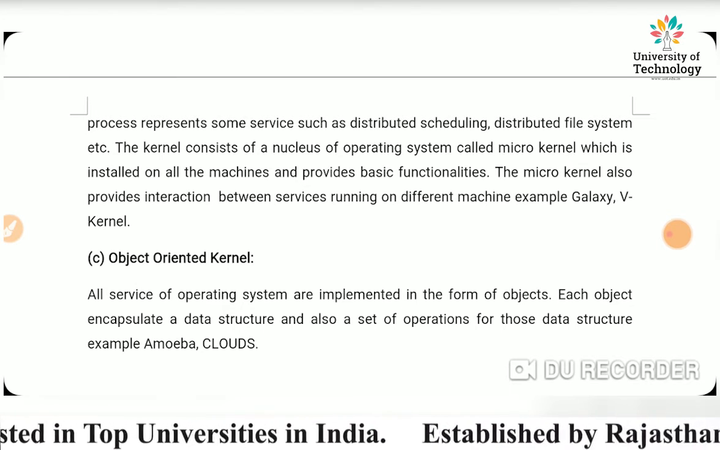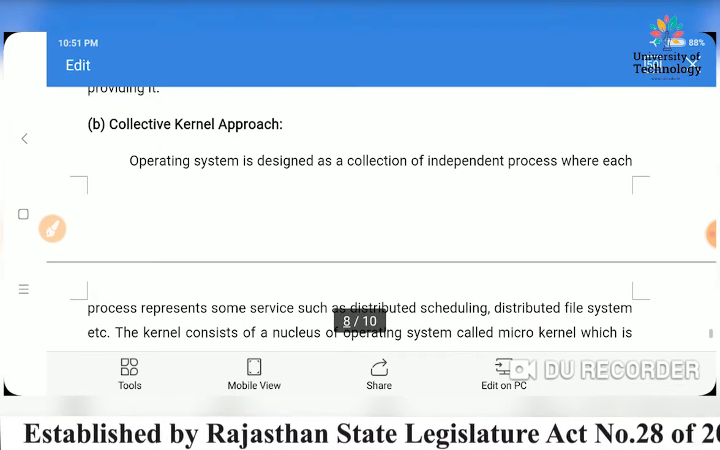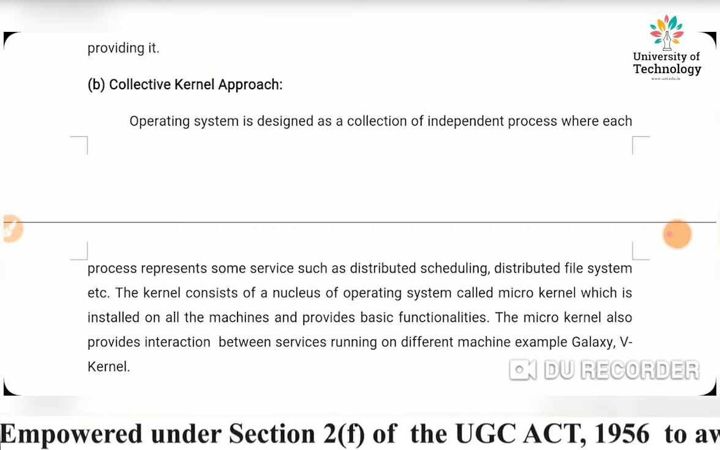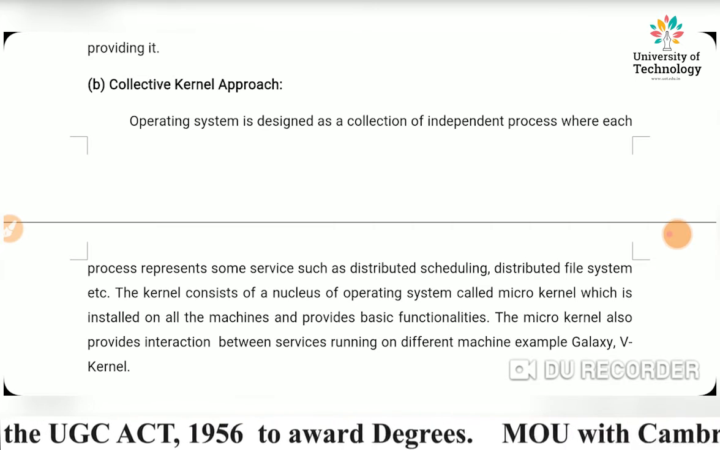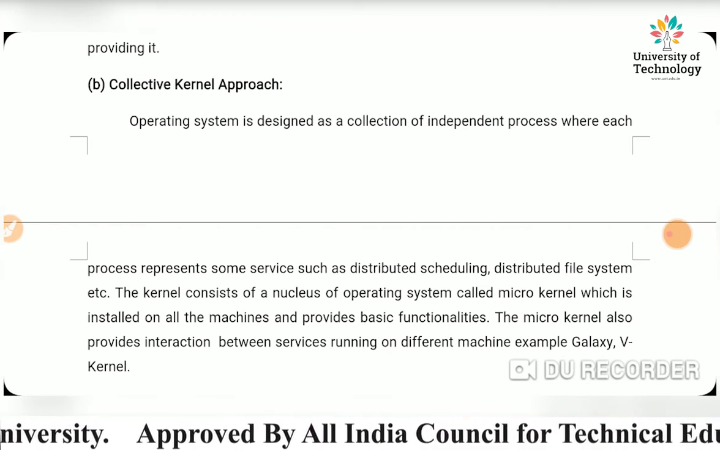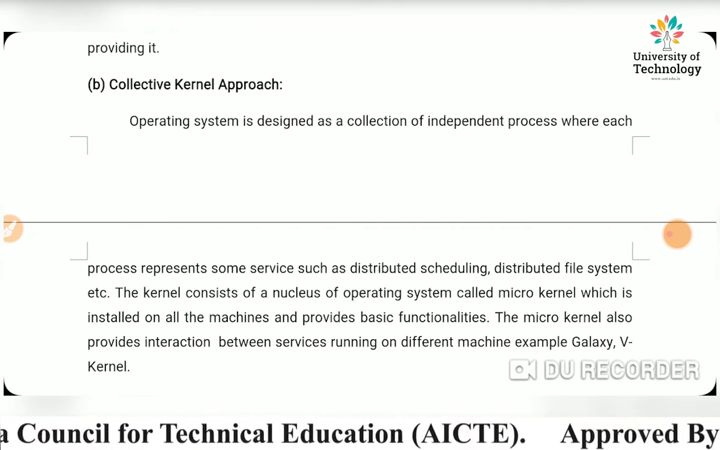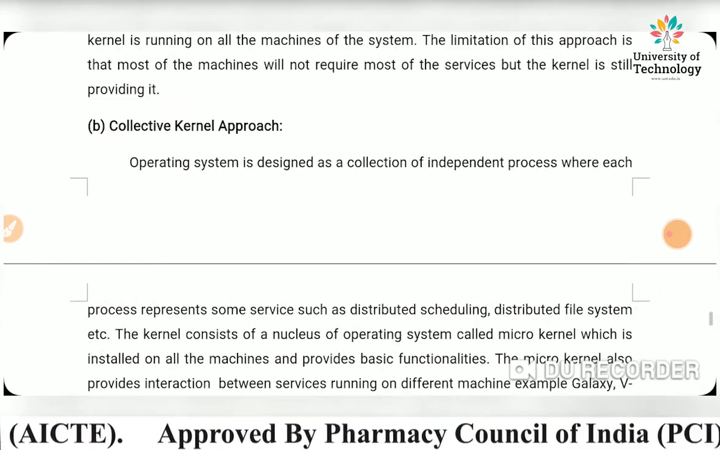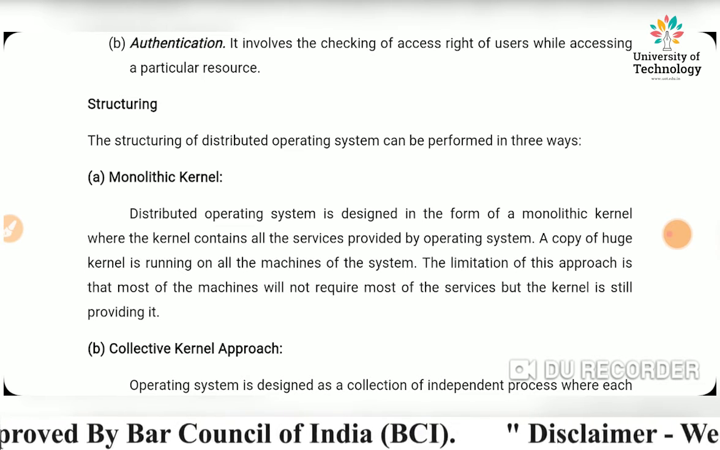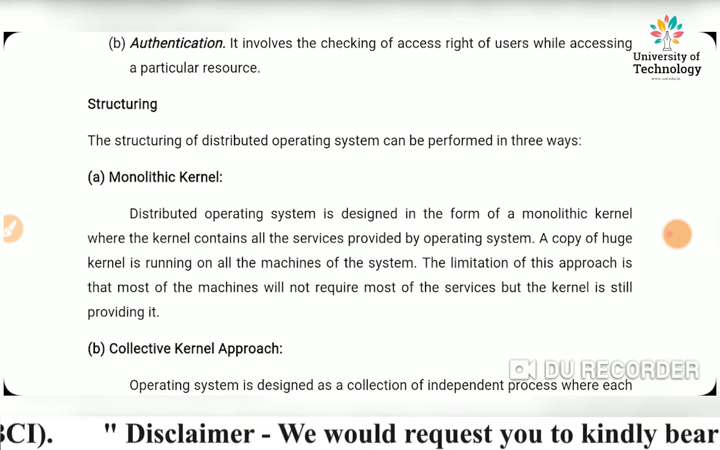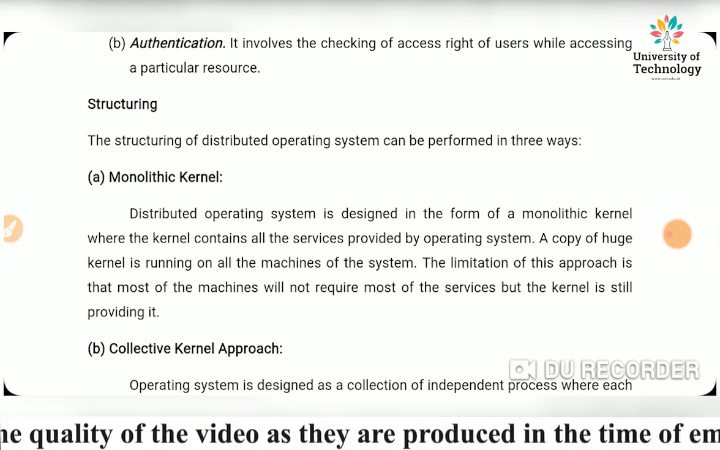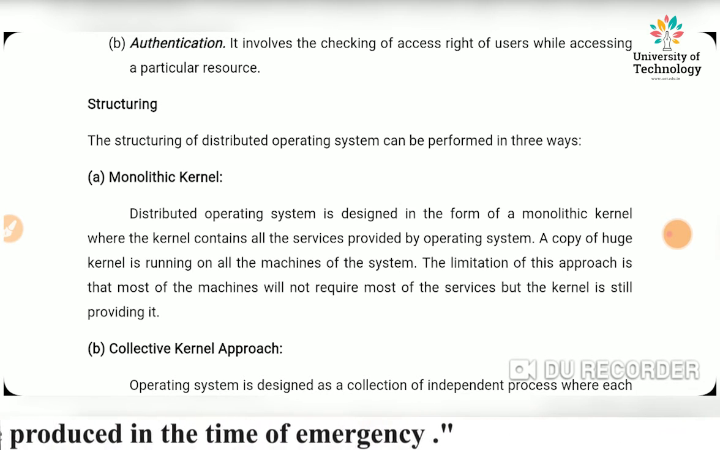Okay, if we talk about a collective kernel, the operating system is designed as a collection of independent processes where each process represents some service such as distributed scheduling, distributed file system, etc. So the kernel consists of a nucleus of the operating system called the microkernel, which is installed on all the machines and provides basic functionalities. Next, monolithic kernel. DOS is designed in the form of a monolithic kernel where the kernel contains all the services provided by the operating system, a copy of whose kernel is running on all the machines of the system. The limitation of this approach is that most of the machines will not require most of the services, but the kernel is still providing them.